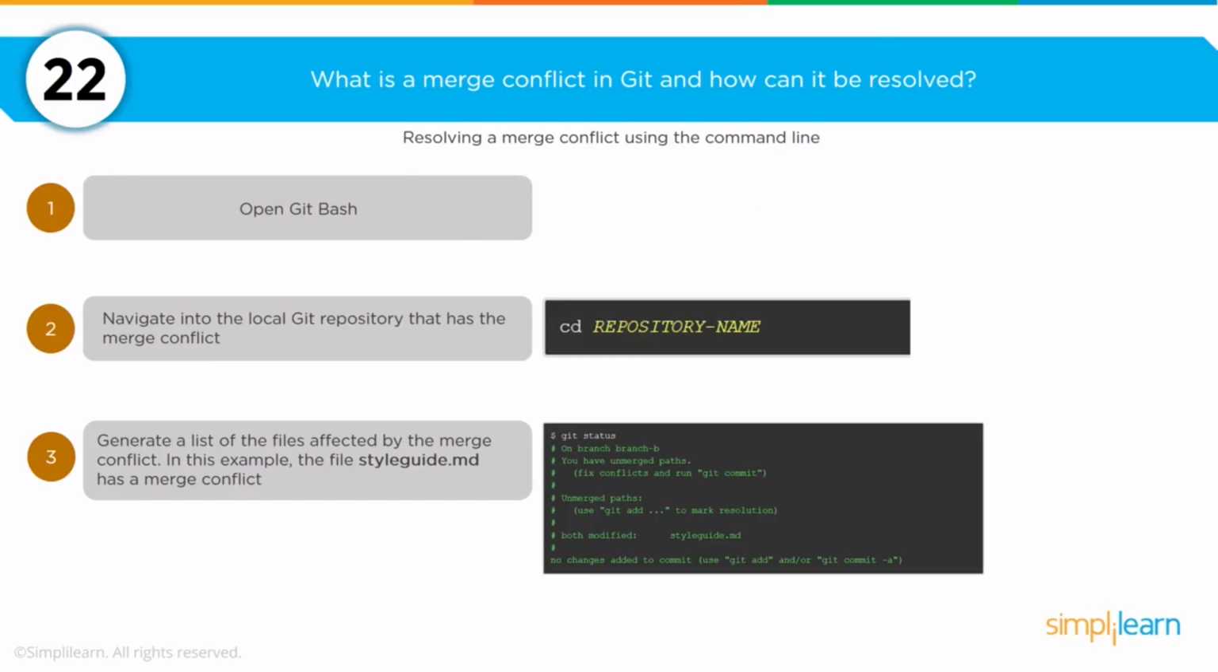So you can also do this through command line, and with the command line you want to use Git Bash. As a first step, open up Git Bash and then navigate to the local Git repository in command line using the cd change directory command, and then list out the actual folder where you are putting all of your code. Then you want to generate a list of the files that are affected with the merge conflict. And in this instance here, you can see the file styleguide.md has a merge conflict in it.